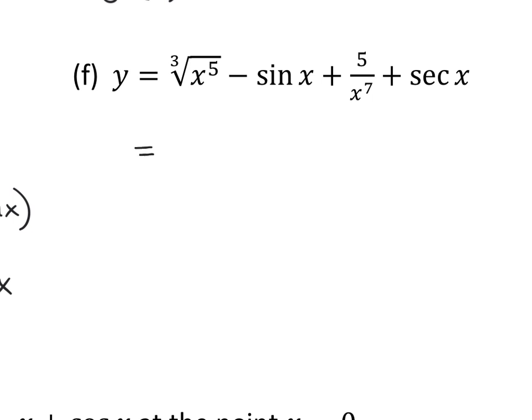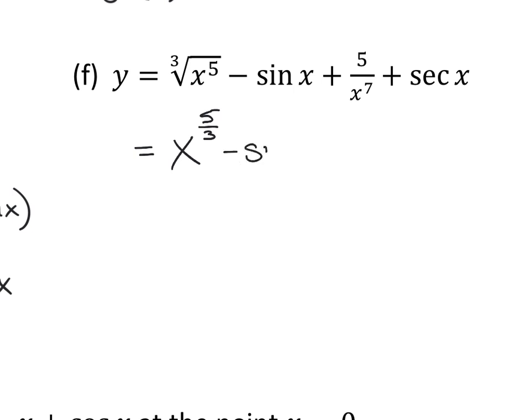How do we rewrite cube root of x to the 5th into an exponent power? It is x to the 5/3. Numerator comes from behind, denominator comes from front. Notice I did not put dy over dx because we are not taking the derivative yet.